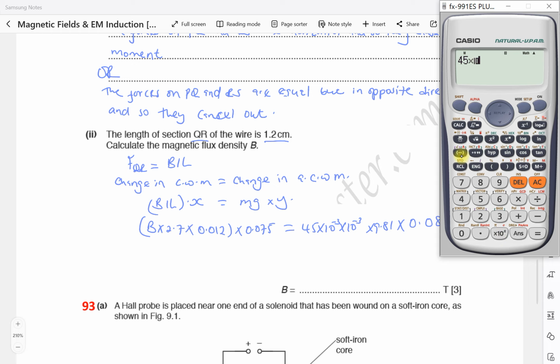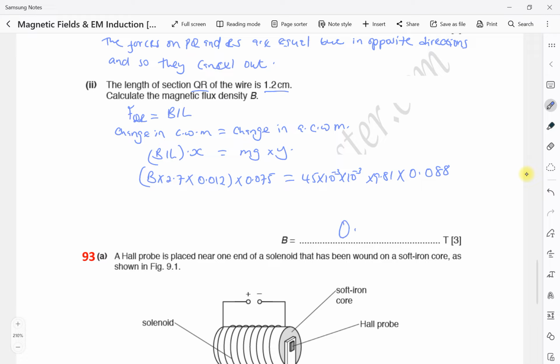Okay, I'll just press the calculator. 45 exponent minus 6 times 9.81 times 0.088, divide by 0.075, divide by 0.012, divide by 2.7. So that is 0.016. So B is going to be 0.016 teslas. Okay, I think part 29 should stop there. See you in part 30.